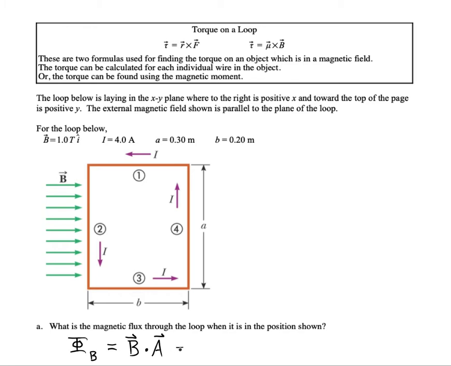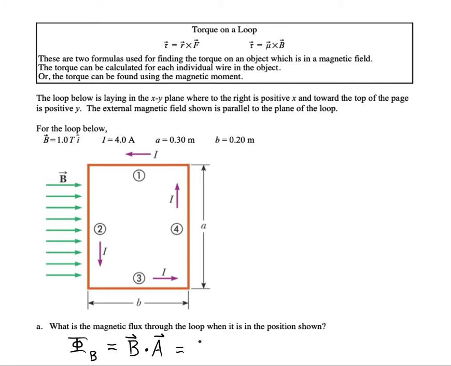All right, now we can see that the field here is coming in just parallel with the surface of the loop, which means that no magnetic field lines are actually cutting through the area of the loop. All right, so we can see that the flux is going to be 0 here.